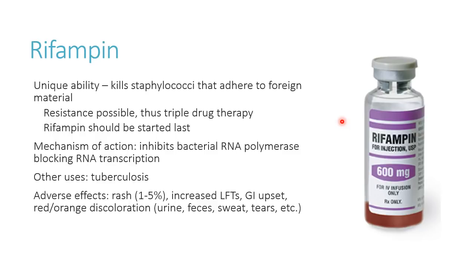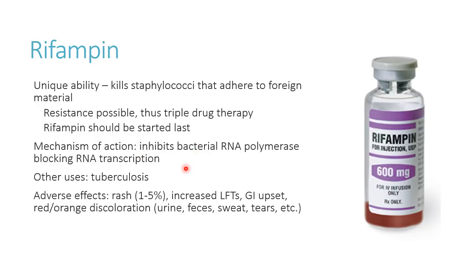This is why you want to start rifampin last. So what you'll actually do is start off with vancomycin, add the gentamicin, and then rifampin would be the last drug you'd add on there, and that helps to limit the resistance you'd develop. The way this works, it actually works on the RNA polymerase. It's kind of a unique sort of mechanism we haven't really seen before.